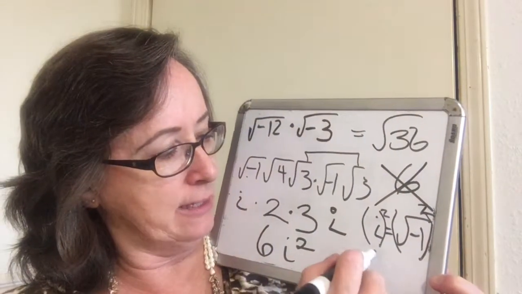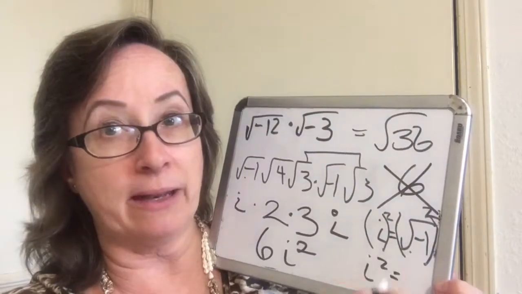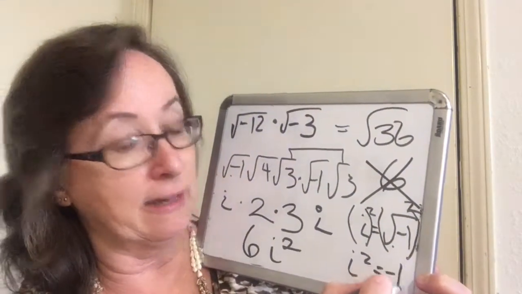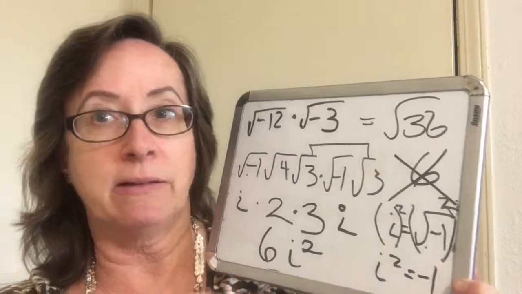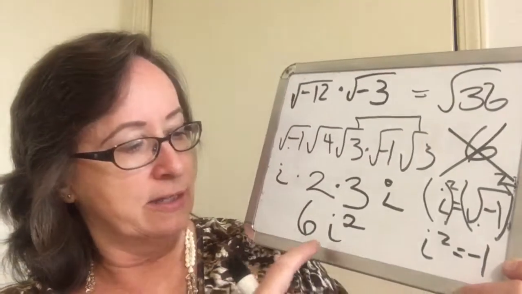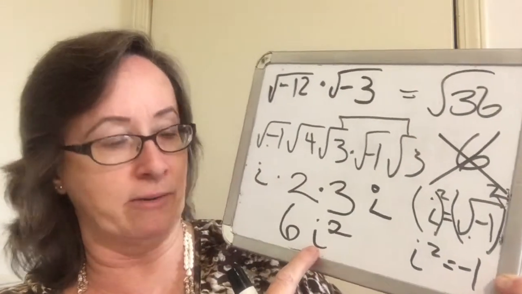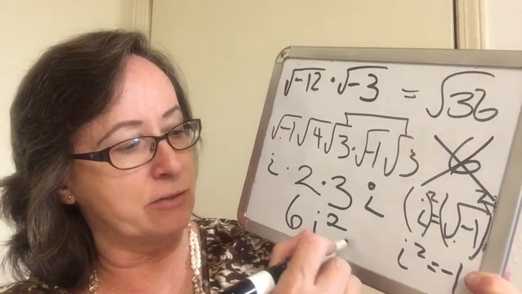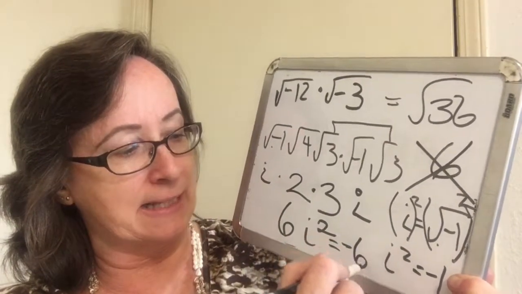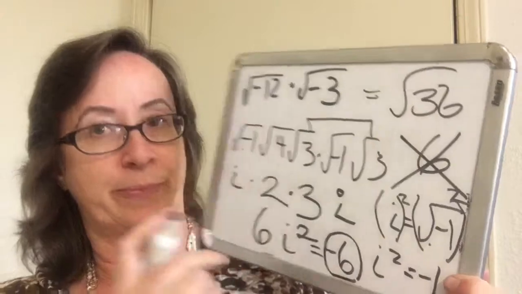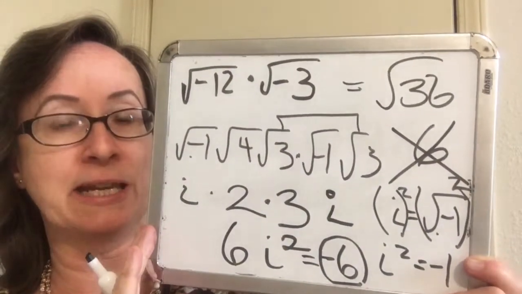then I end up with i squared. When I square the radical, I end up with just the negative 1. So i squared is defined as negative 1. So now that I know that this i squared is negative 1, my answer simplifies to negative 6. Okay, so the correct answer is negative 6.